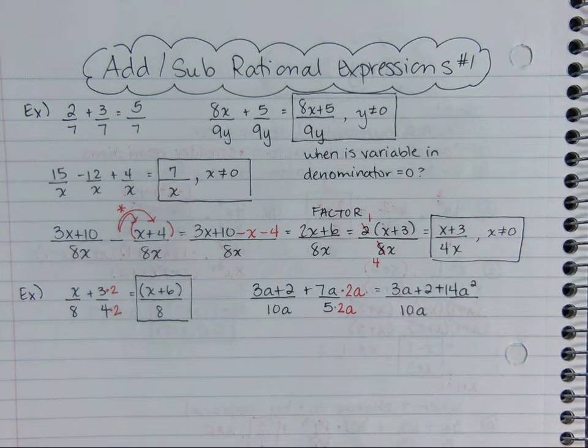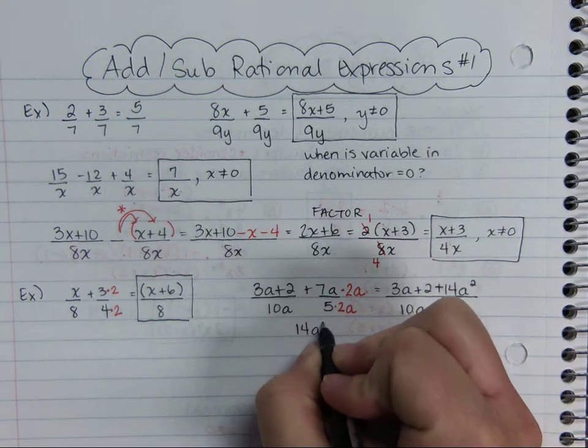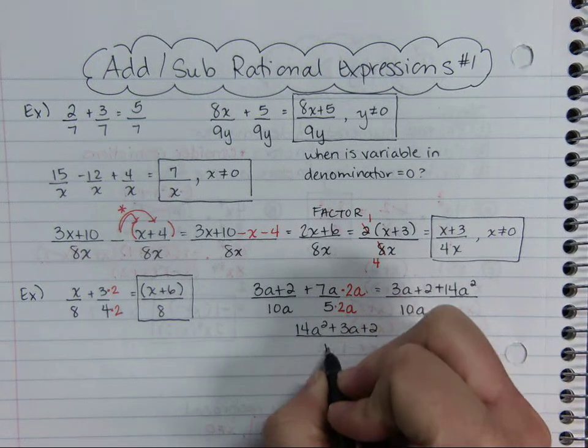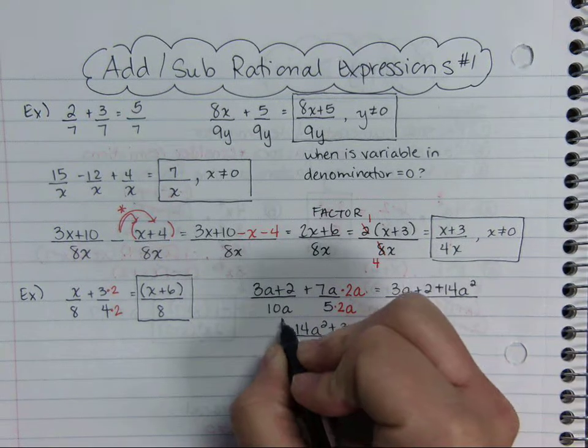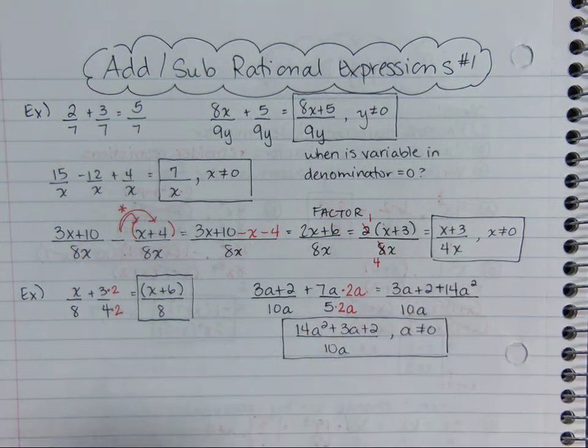All right. So the only thing that I don't like about this one is that I didn't write it in descending order. But I also need to write my little condition. So I'm going to rewrite it because I like descending order. But all of this, again, a cannot be equal to 0. So don't change the variable. Don't just get in the habit of writing x can't be 0. It's whatever the variable is in the denominator can't be 0.